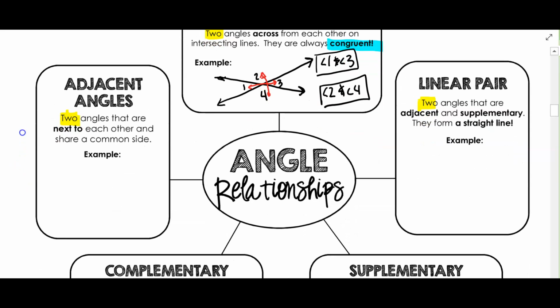Alright, let's talk about adjacent angles. Adjacent angles are two angles that are next to each other and share a common side. Remember, a side is a ray. So if I draw a ray here, and then another ray over here, and another ray over here, I have angle 1 and angle 2. They're next to each other. They share this ray in the middle. So we would say that angle 1 and angle 2 are adjacent.